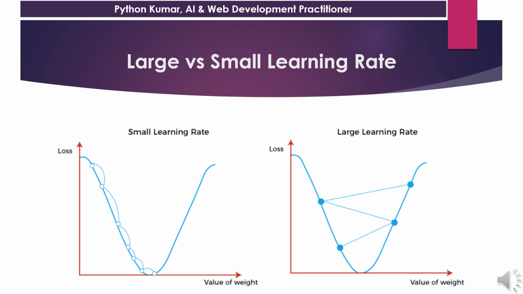On the contrary, if a large learning rate is there, it can have a risk of overshooting the stoppage point. That is the risk of having a large learning rate, overshooting the stoppage point.